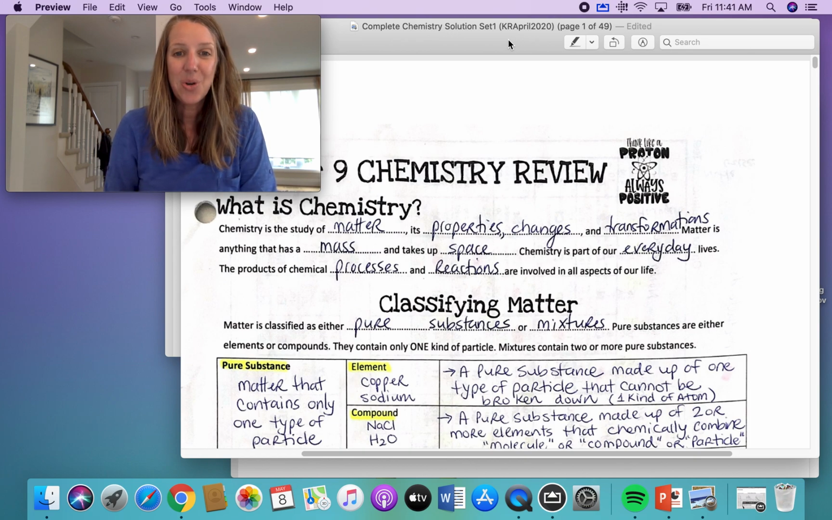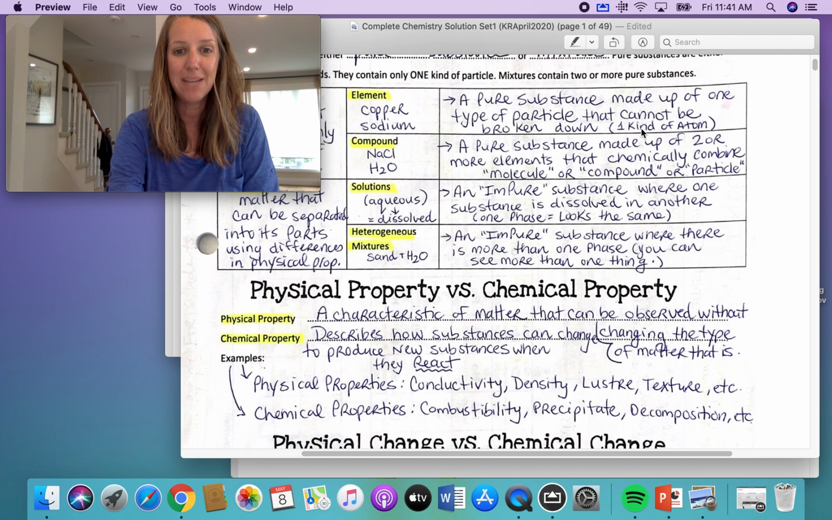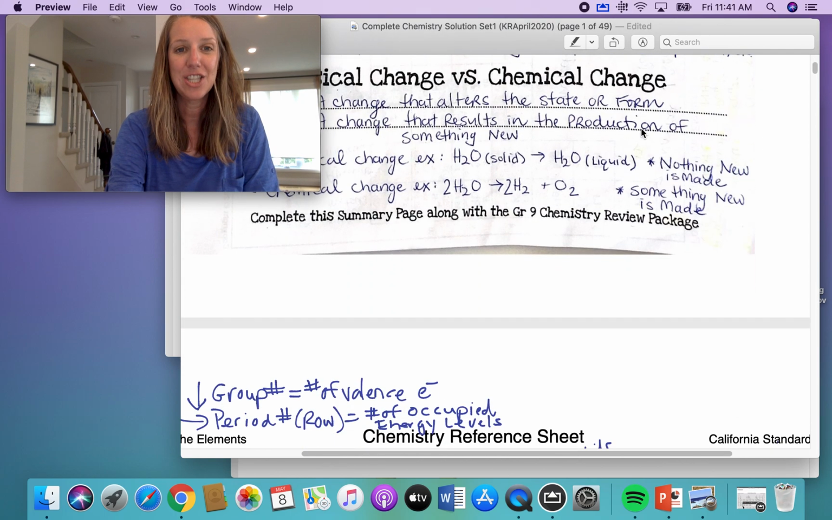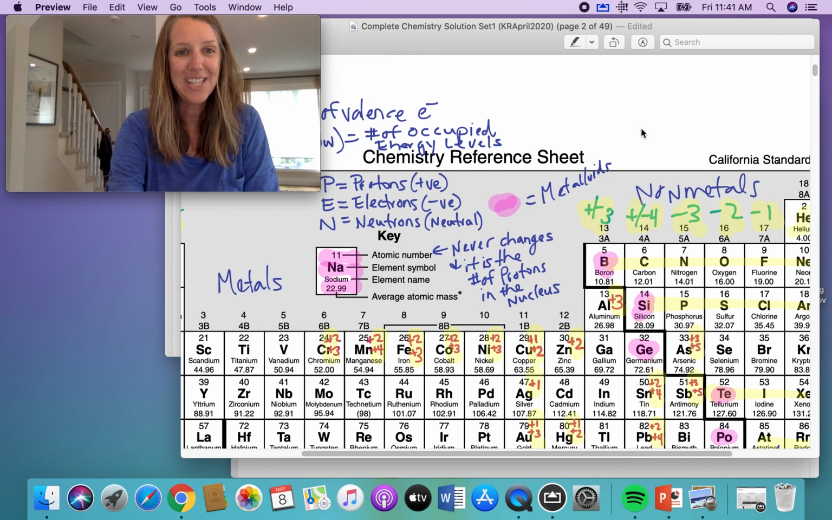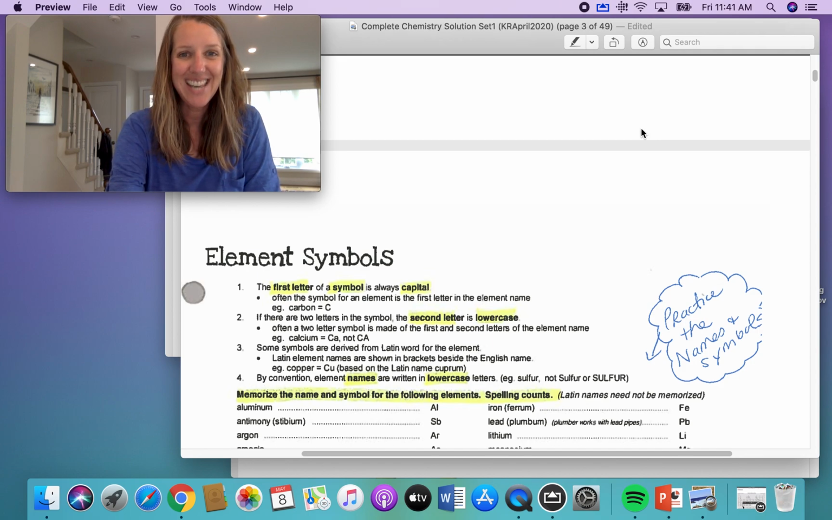Okay, so the first 3 pages in the notes that are together are for this module. There's one that is the chemical review, so chemistry review from grade 9: classifying matter, physical and chemical properties, and changes. That's the first note. The second note is a periodic table, and the third note is just looking at element symbols and seeing what you remember about the symbols and how to spell some of the element names.